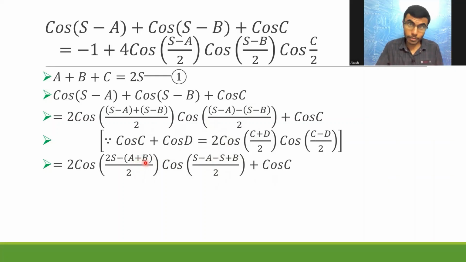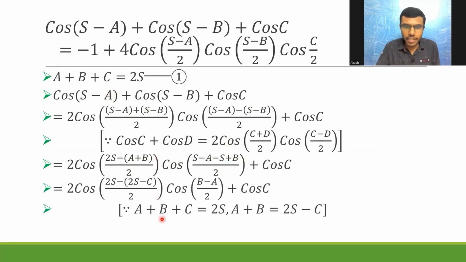what can I write in place of a plus b? Since we know that a plus b plus c is 2s, a plus b I can write as 2s minus c. So that's what you are going to see. Since a plus b plus c is equal to 2s, a plus b I can write it as 2s minus c. It's important to mention the reason, it carries marks. And in this place I just wrote it as 2s minus c. And as I mentioned, b minus a by 2, s and minus s get cancelled.